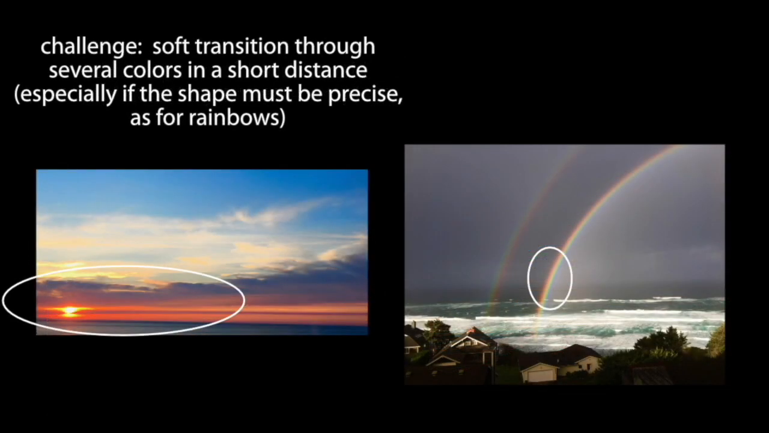Even if the colors are not near complements, making a rapid short distance transition in a soft edge shape and keeping the shape precise can be difficult. So if you want to confine the sunset to a narrow band, or you're trying to confine your color change to the band in a rainbow, that's quite a challenge.